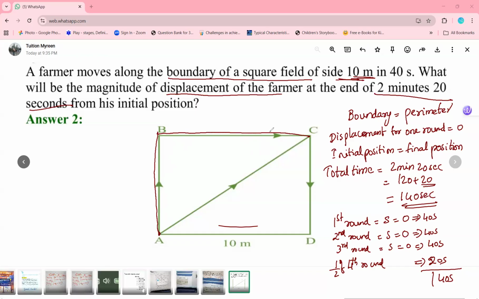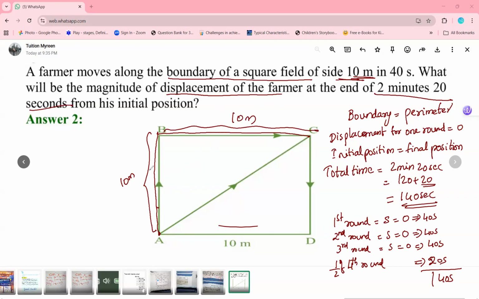Then only half is finished, because here he traveled 10 meters on each side. So for the full boundary he took 40 seconds. So in 20 seconds, how much will he cross? Half of the boundary. Half of the boundary means from A to B and B to C only he will travel. Because then this becomes full. So only half he traveled. So how much did he travel, the distance? If I am talking about distance, it means 20 meters.